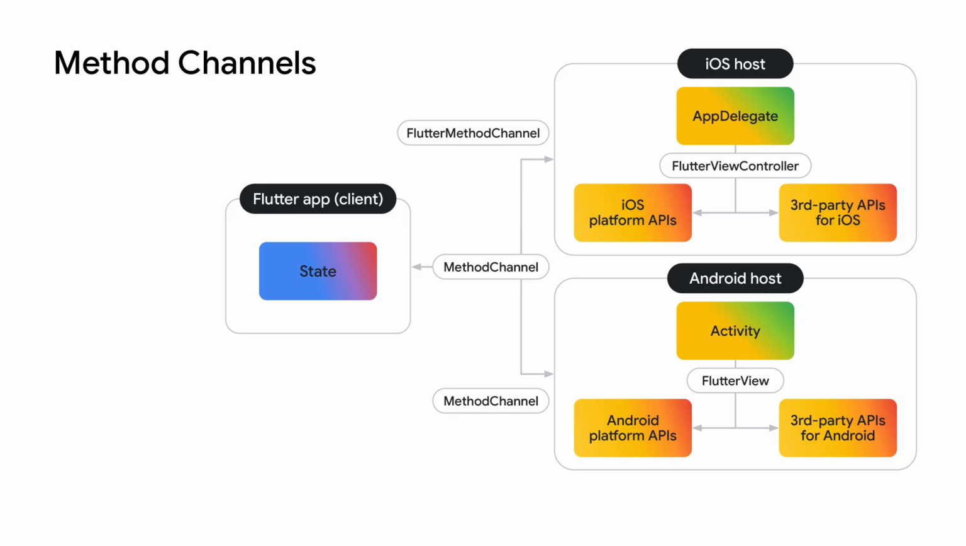Method channels, sometimes described as platform channels in our documentation, work by creating a named passageway from your Dart code to call platform code. What actually happens is you set up a listener on the native side that monitors for a named method call, executes code, and then passes back a result.